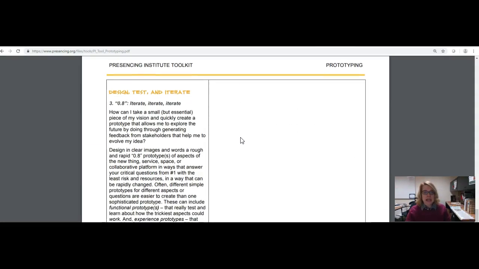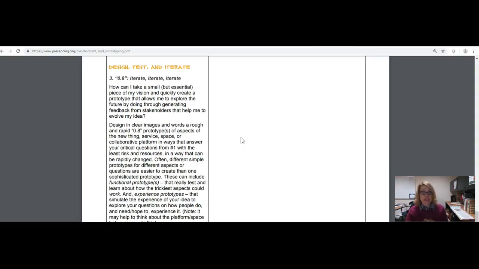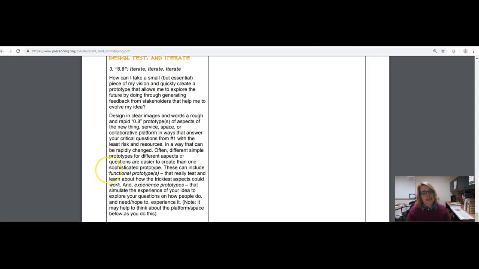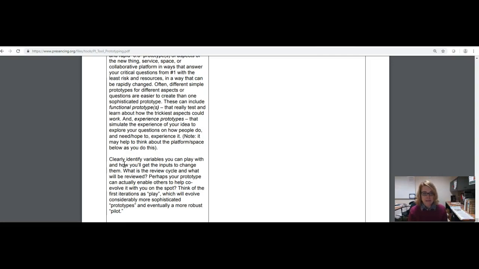So the one that I would really draw your attention to, and where I would spend the most time, is this item number 3, design, test, and iterate. Iterate, iterate, iterate. He talks about how this iteration can be playful, and it's not a sophisticated prototype, but it's something that we can work with, that gives us ideas, that gives us inspiration, and that helps us to move forward in a way that is able to access the kind of feedback that is just so rich in our cohort, right? That's what we're trying to do.